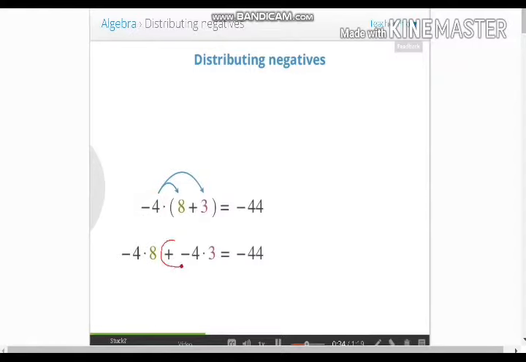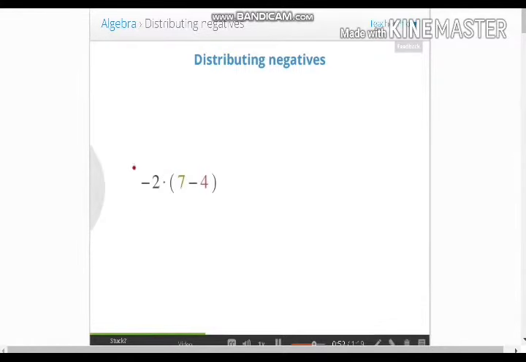Now notice that you're adding a negative over here, which is the same as subtracting. So by distributing a negative number, we turned this addition into subtraction. Very interesting. Let's see what happens when we distribute a negative number onto subtraction. For example, suppose you have negative 2 times (7 minus 4) in parentheses. We can distribute the negative 2, giving us negative 2 times 7. And then we're subtracting, and the second term is negative 2 times 4.